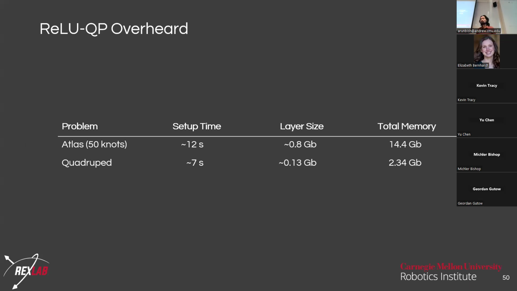And then in terms of memory, Atlas used 14.4 gigabytes, which is close to the limits on a good desktop card. So that's definitely a lot of memory that you're using, though I think you could get away with less if you really tune the penalty parameters.